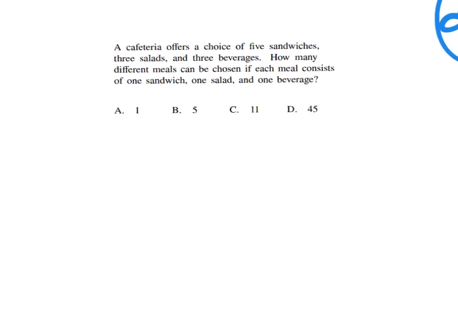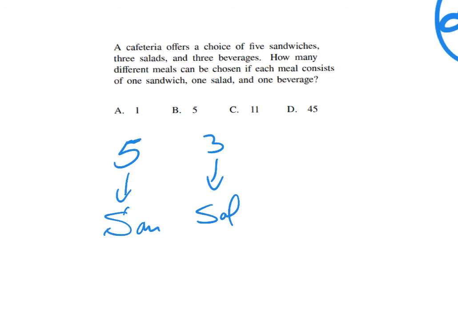It seems like it has to do with counting. A cafeteria offers a choice of five sandwiches. I like to write things down, right? So 5 sandwiches, let me call it S. And 3 salads, SAL. And 3 beverages, like B for beverages, right?